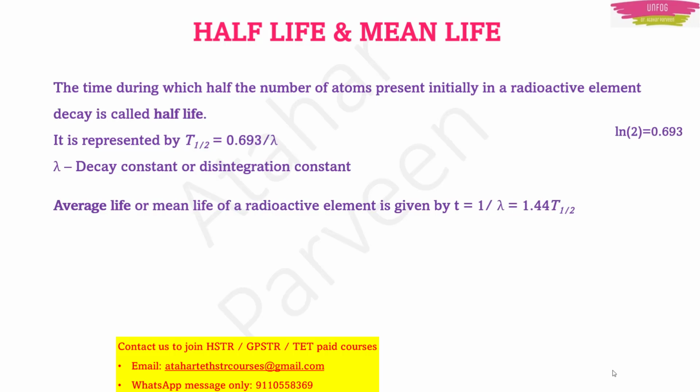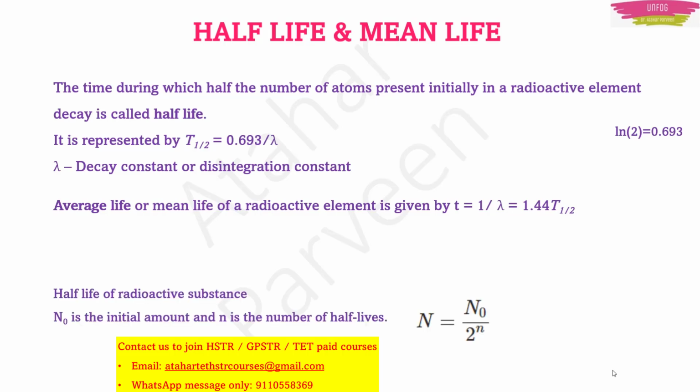Now I'll give you one more important formula. This will directly give you the procedure to find the half-life of a radioactive substance. Capital N is equal to N naught by 2 to the power small n. N naught is the initial amount, right? But small n is the number of half-lives. I will explain the numericals, then you will understand. Right now, just note down this formula.